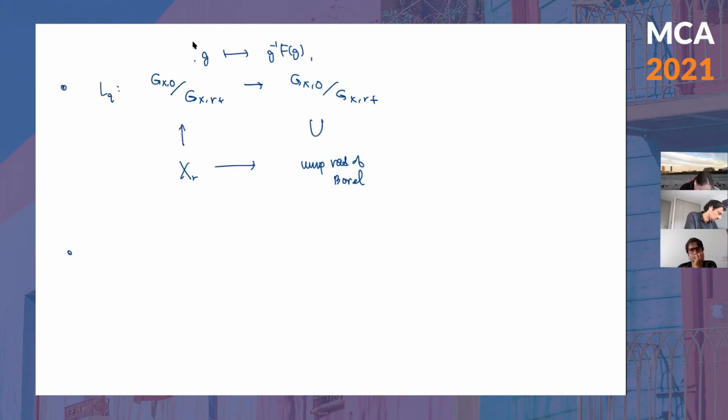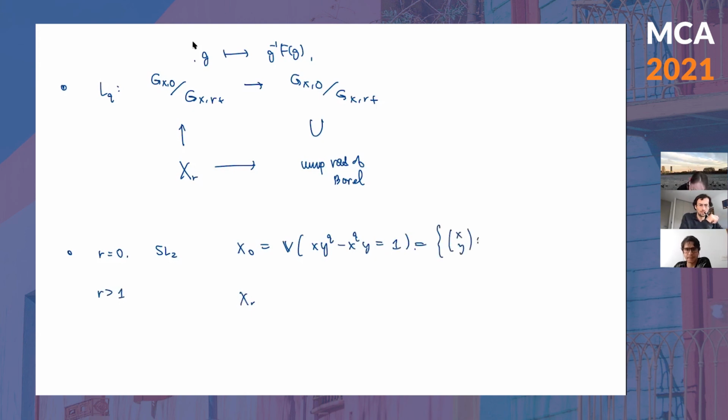Let me give you maybe an example. When r is equal to 0 and we have SL2, this X0 is called the Drinfeld curve, and it's just the vanishing of xy^q - x^q y = 1. So it's a curve defined by this. How do we get XR from this? Well, this is simply the (x,y) such that the determinant of the matrix with rows (x, y) and (x^q, y^q) is equal to 1.